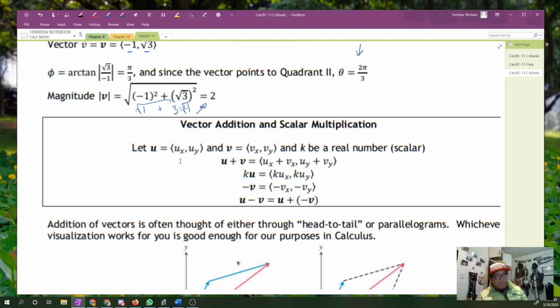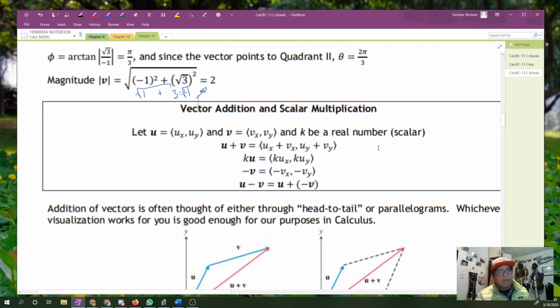Let u and v be two vectors. Notice how we have u x component, u y component, v x component, v y component. That's probably a bit confusing because we usually use v for velocity. And we'll let k be a real number.